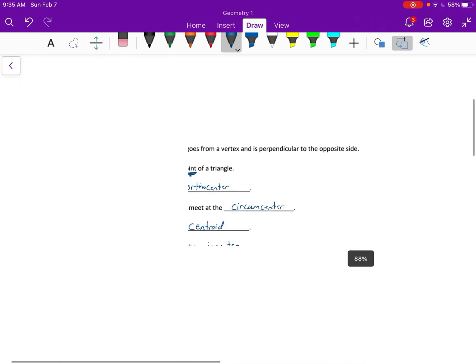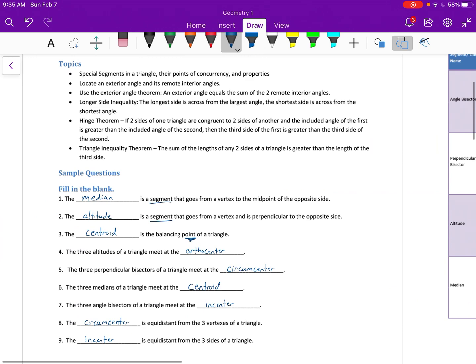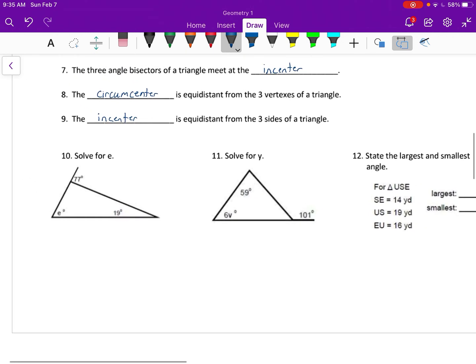All right, so that's using that chart that you guys have filled out. Make sure you know all those different things, definitions, points, and properties. Next, we're going to be using a couple of theorems here, which was kind of 5.3 to 5.5. Solve for E. Well, we learned that an exterior angle is equal to the sum of the two remote interior angles. So we can go ahead and write that 77 has to equal E plus 19, and we would subtract 19 from both sides. And we get E is equal to 58 degrees.